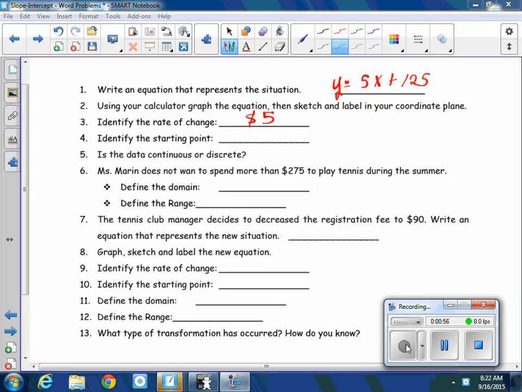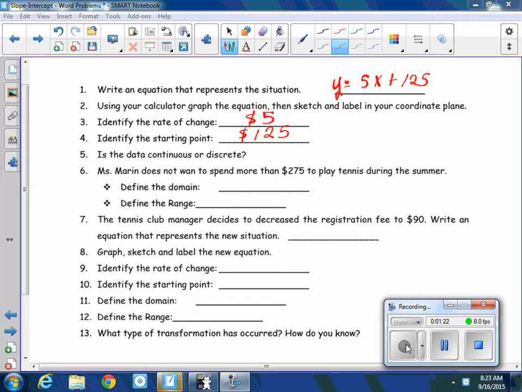Okay? What's your starting point, or your y-intercept? 125. Okay, Epifania, give me a name. Alexander, is it discrete or continuous? Remember, you gotta take a look at your x. What is x? It's continuous? What is x?